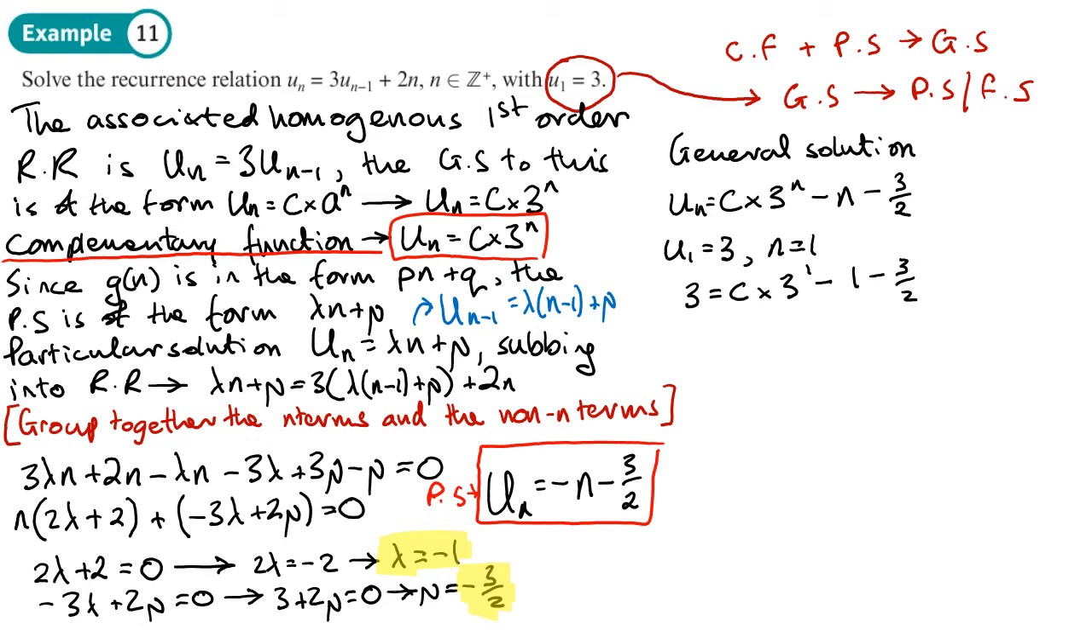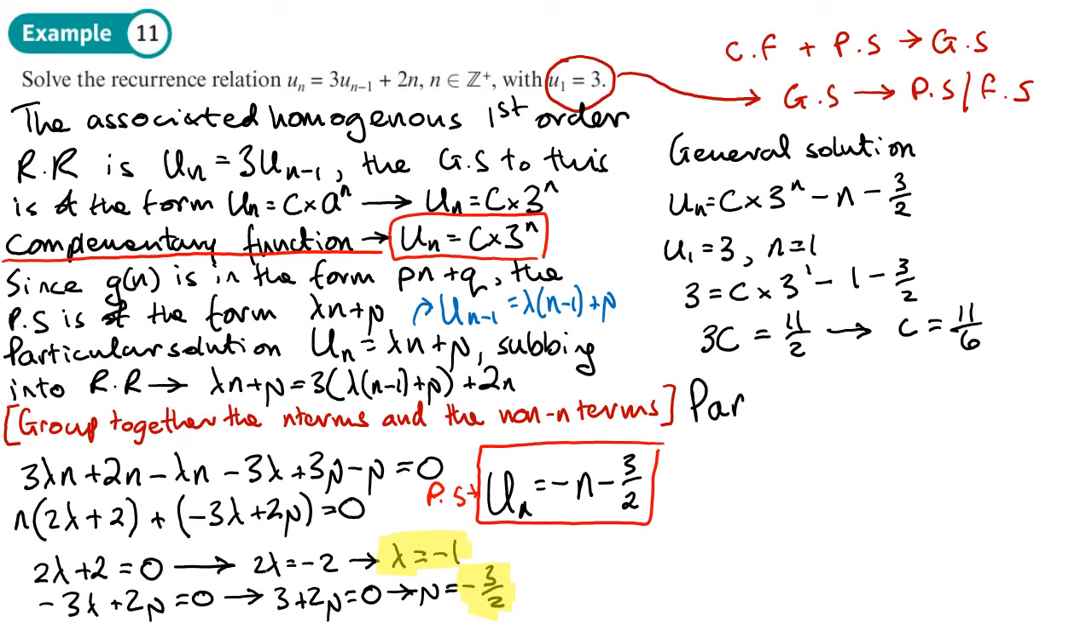So rearranging this, I will get 3c equals, now I've got 3 on this side, so I'm going to add 1 to it to make 4, and then add the 3 over 2 to that to make basically 5.5, which is going to be 11 over 2. Divide both sides by 3, and that will give us c equals 11 over 6. So we found the value of the arbitrary constant.